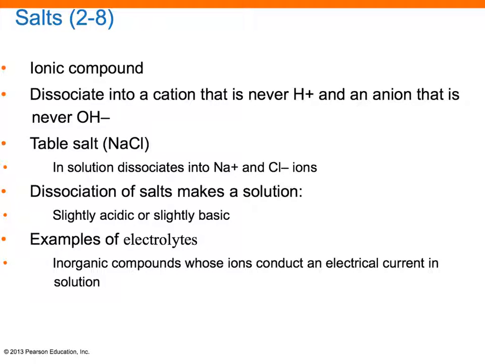Salts are ionic compounds, and they dissociate into a cation that is never H+ and an anion that is never OH negative. An example is table salt, NaCl, which dissociates into Na+ and Cl negative. The dissociation of salts makes a solution that can be slightly acidic or slightly basic. They are examples of electrolytes, and they do conduct an electrical current.